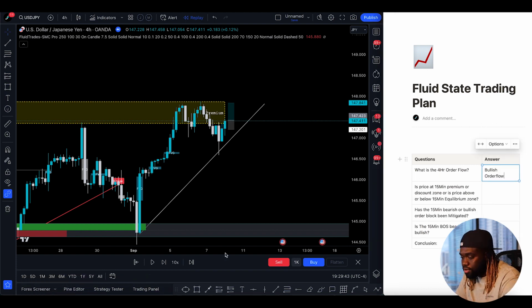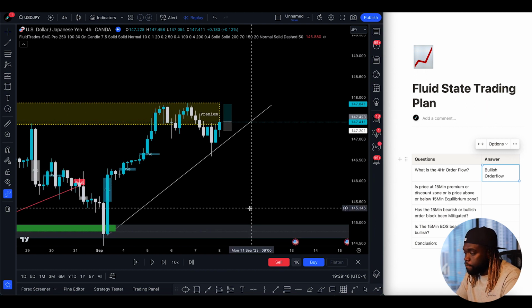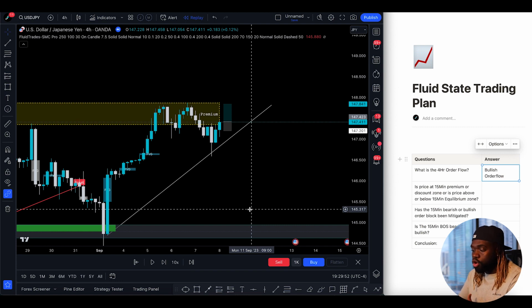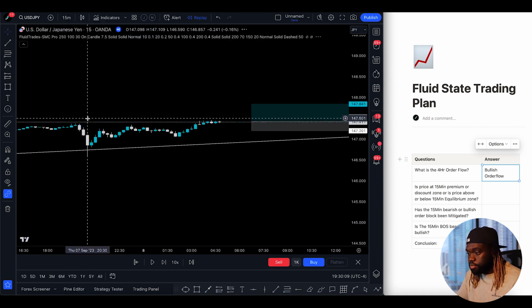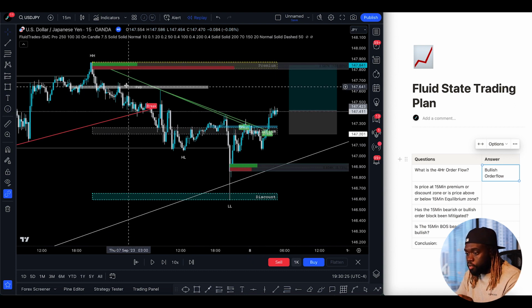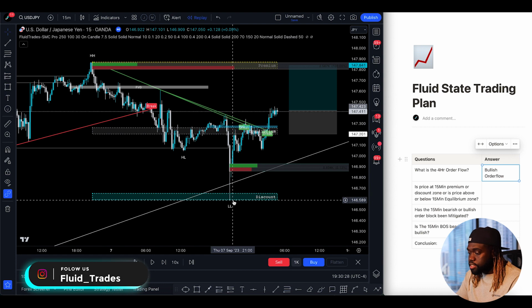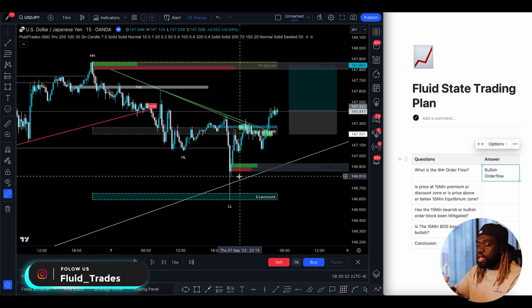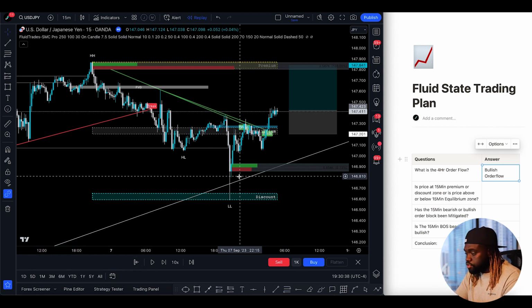All right. So now the next question in our trading plan is: is price at the 15-minute premium or discount zone, or is price above or below the 15-minute equilibrium zone? So let's head over to the 15-minute time frame, right? Is price at the 15-minute premium or discount zone? In the 15-minute, we saw price went down here, created this swing low, created this discount zone for us, right? Our indicator already created the discount zone for us, indicating that, okay, price is above the discount zone.